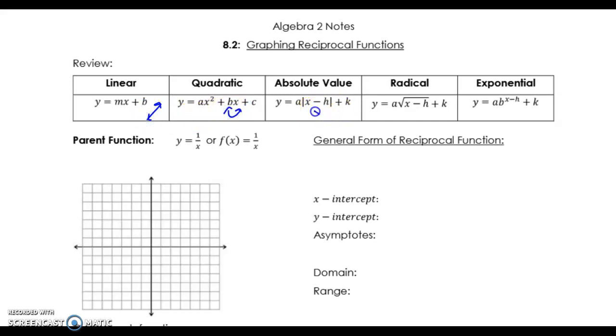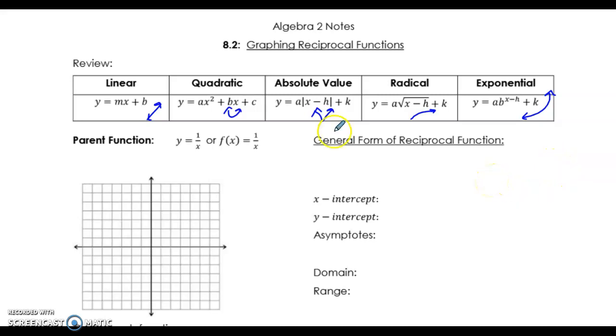Absolute value, which is that V shape. Radical function, which was the sideways parabola. And then exponential, which grows bigger and bigger. So we have one additional function to add. It's called the reciprocal function.